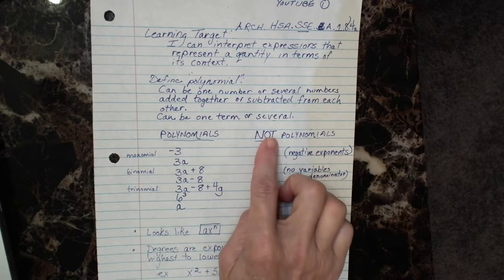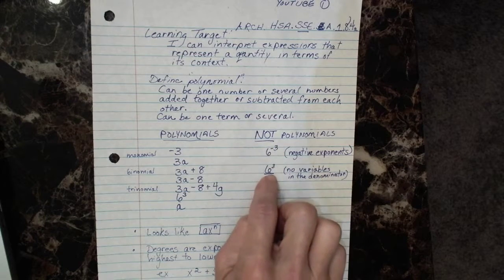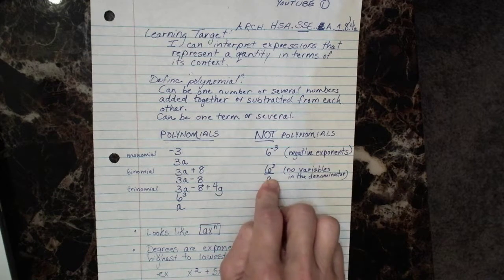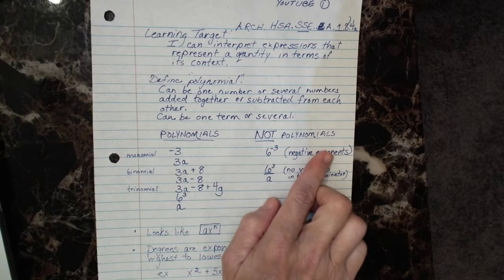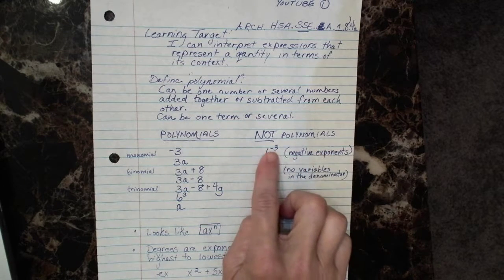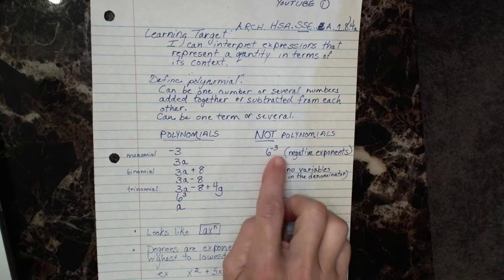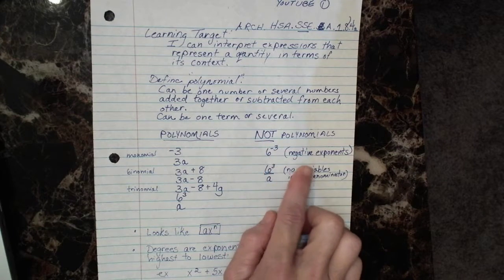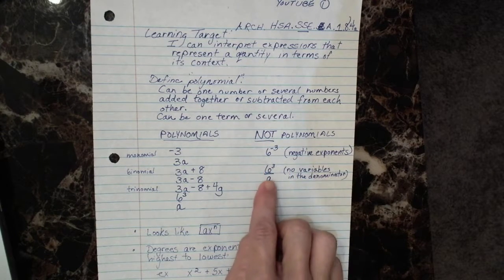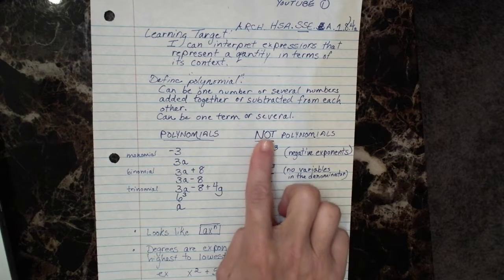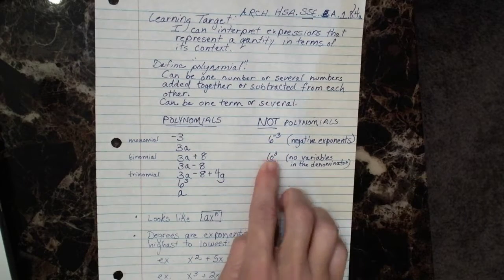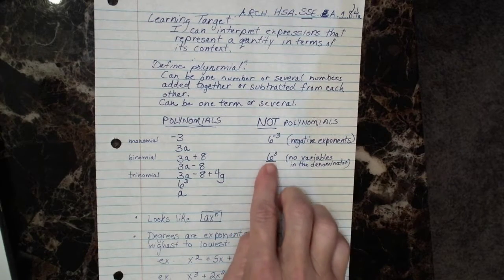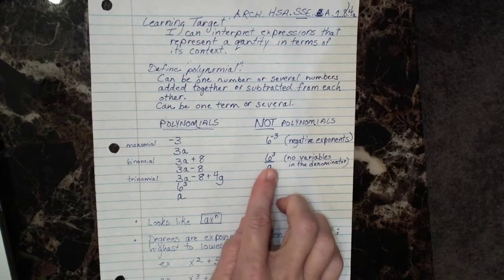The two basic rules for what would not be a polynomial: negative exponents would make it not a polynomial, and no variables in the denominator. If there's a variable in the denominator, it's not a polynomial. So if you see either of these kinds of expressions, they're not polynomials.